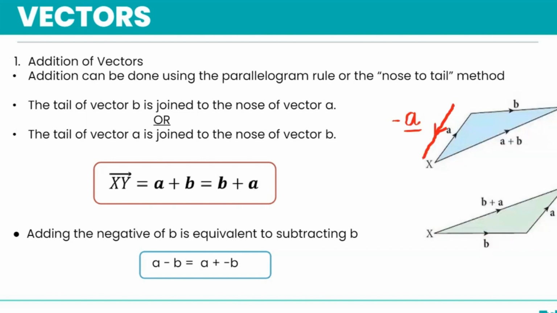So there we go. When we're adding negative vectors, that's basically the equivalent of subtracting a vector. So if you need to subtract a vector, then you can just flip the direction of your vector, so it turns into a negative vector, and then you can go ahead and add it as normal.